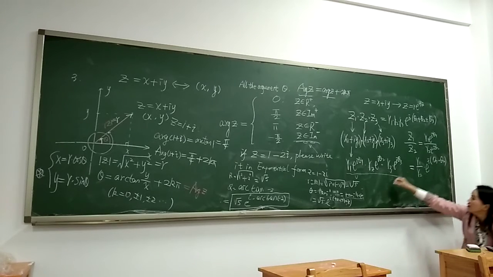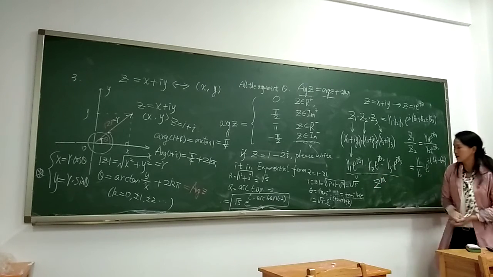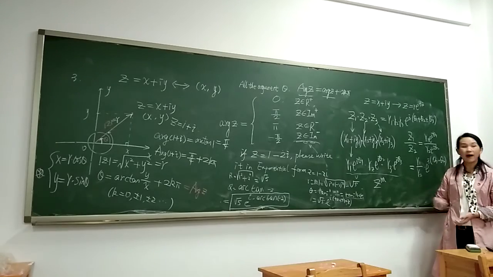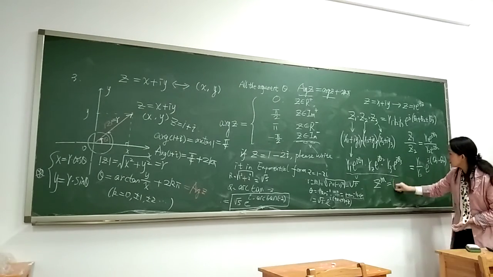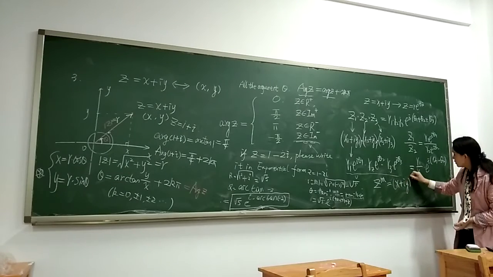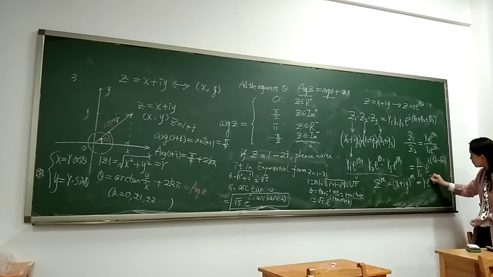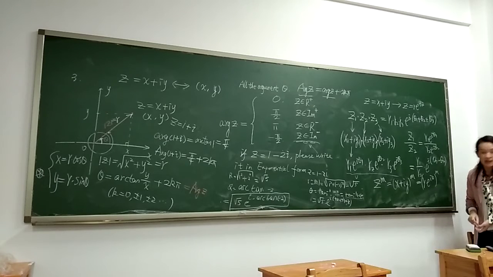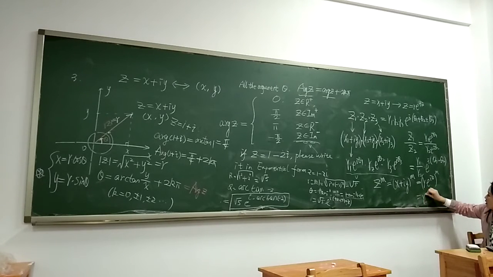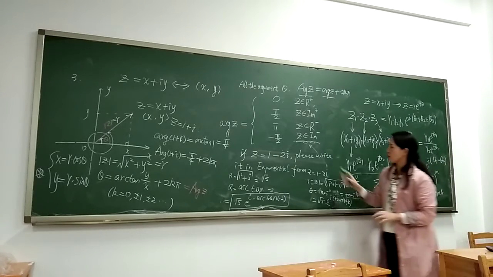If you want to compute Z to a power, if you write Z in the other form, this is very difficult. But if you write in this form, this is very easy. Okay, understand? If you understand this one, so please do a question.